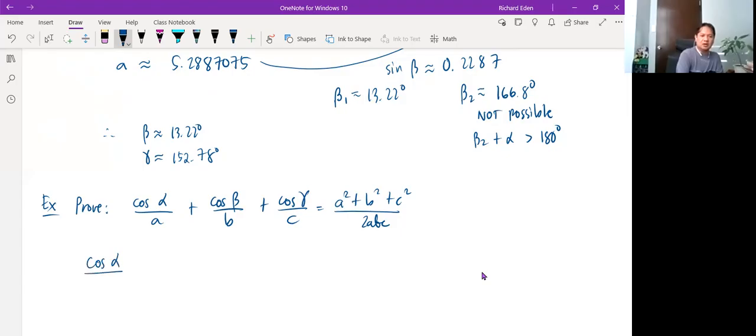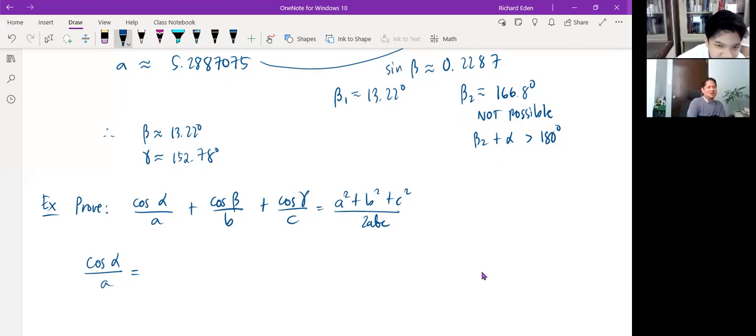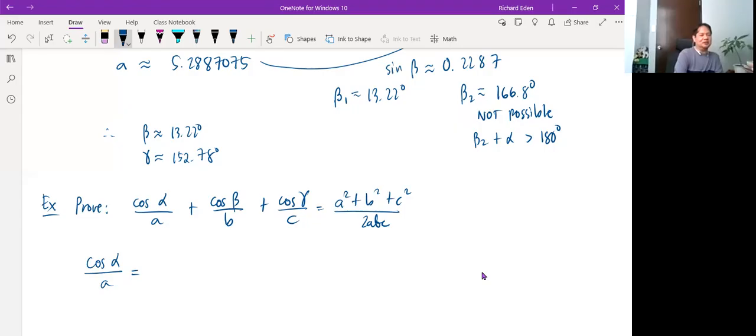Cosine alpha over A. Can we rewrite that into something? This looks like the sine law, just in disguise. Hint, we're just talking about the law of cosines. So let's use the law of cosines here. Cosine alpha over A. What statement involves cosine of alpha?